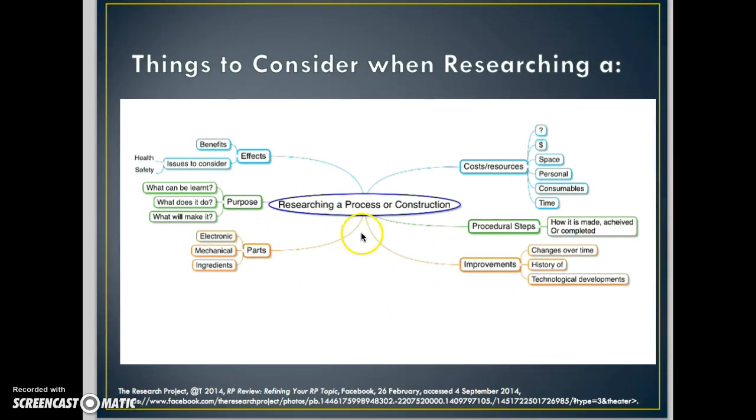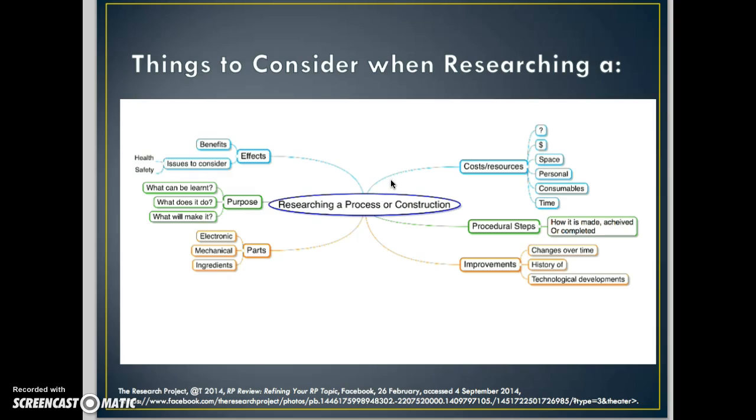A process or construction. So perhaps you want to research how to travel to Europe on a $2,000 budget. So what's the purpose of you doing that? What can be learnt, etc.? What are the parts that are involved? So what is involved in travelling? What do you need? What are the bits and pieces involved? What are the costs and resources? So it's going to be a big part of it.